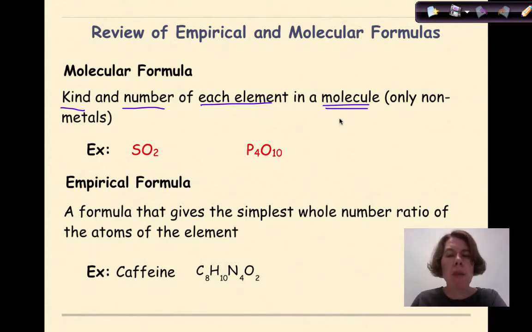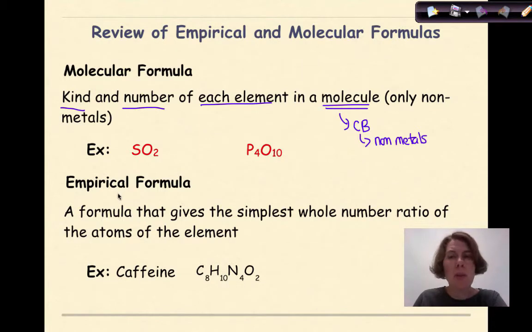Now remember, when you see the word molecule, it gives you a lot of information about what you're dealing with. If it is a molecule, that means, in general, we're going to have covalent bonds, which means we're going to be dealing with nonmetals. Nonmetals are going to be part of this compound. So when you see the word molecule, it means covalent bonding is involved and we're dealing with nonmetals, which is why I have here only nonmetals. So an example of a molecular formula might be something like this: SO2, sulfur dioxide, both of which are nonmetals, or P4O10, tetraphosphorus decoxide, both nonmetals.